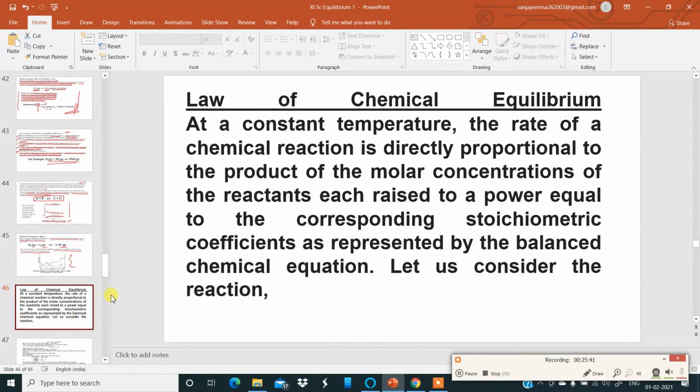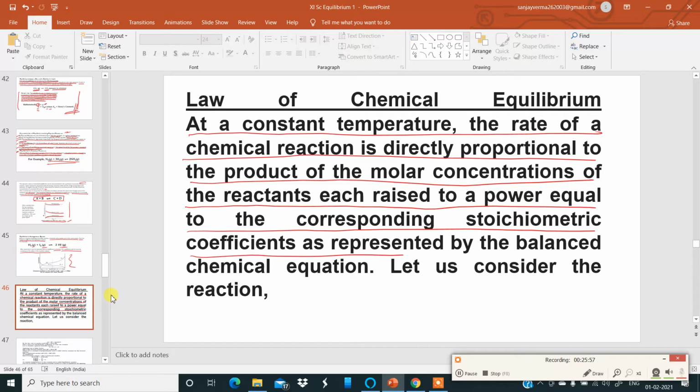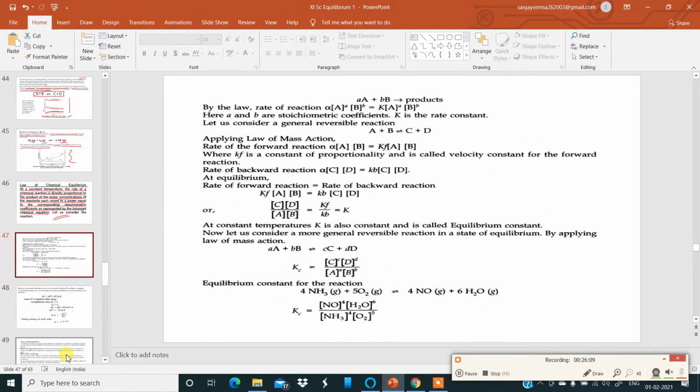Next we have the law of chemical equilibrium. At a constant temperature, the rate of a chemical reaction is directly proportional to the product of the molar concentrations of the reactants, each raised to a power equal to the corresponding stoichiometric coefficient as represented by the balanced chemical equation. This is something I have discussed in the previous video. I am repeating it again and again so that this becomes permanently settled in your heads. This is something I have derived already.